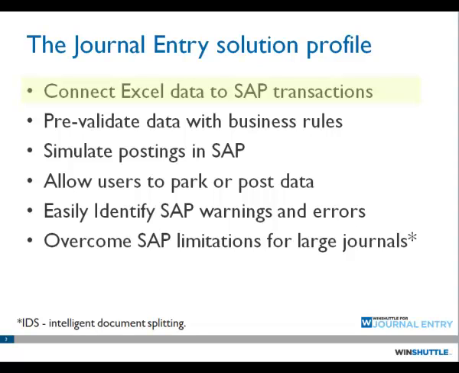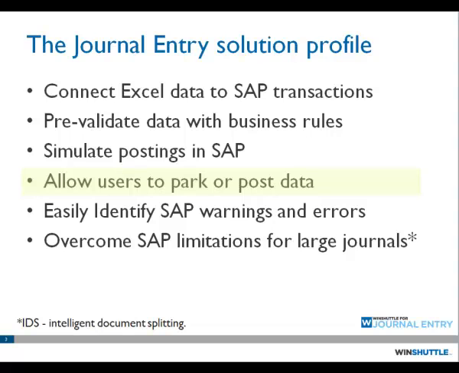Winshuttle for Journal Entry allows users to post data already in Excel directly to SAP via the standard SAP transactions. This is achieved without transcription, copying, or pasting. Users can validate the data in Excel before even touching SAP through the establishment of additional business rules in the application. Postings to SAP can be simulated without parking or posting any document in SAP, and certain entries can be further restricted through the supplementary business rules defined in the product.